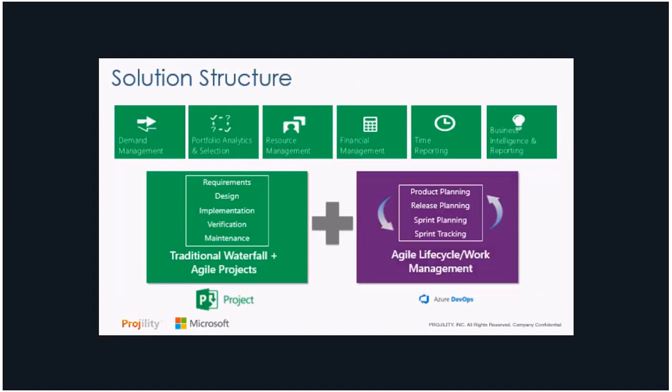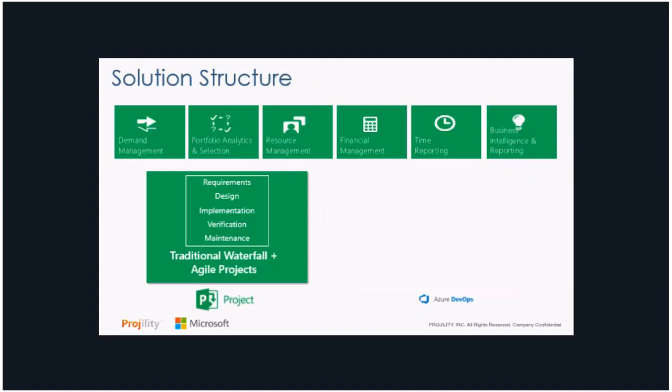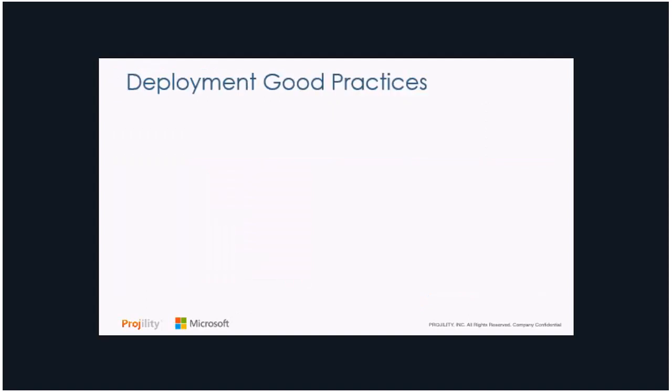When we're doing our Agile lifecycle and work management, that's where we're using Azure DevOps, where we do our detailed product planning, our release planning, we do sprint planning, we do our testing and test management. It acts as our code repository, so it's the one place to go for all of our development and development activities. And the nice thing is we can layer Power BI on top of this so that we can get analytics across the entire platform.